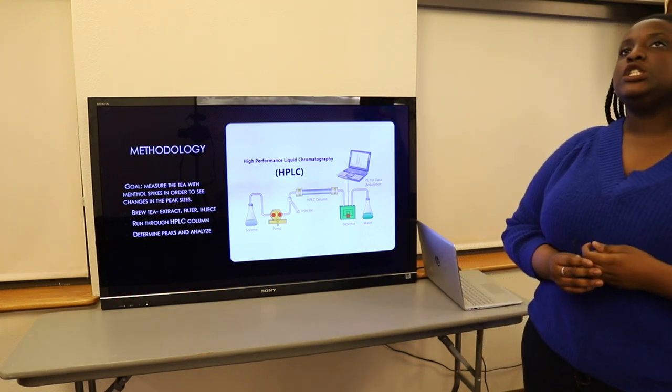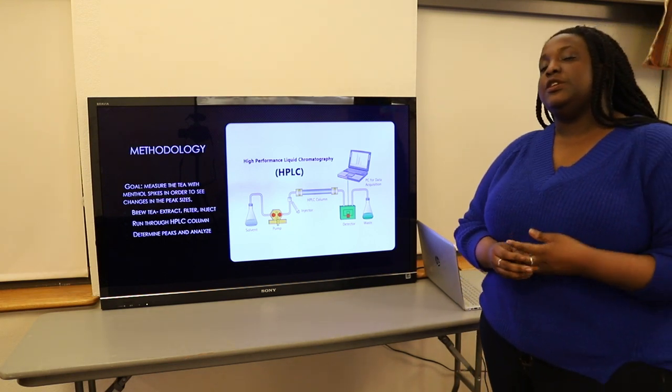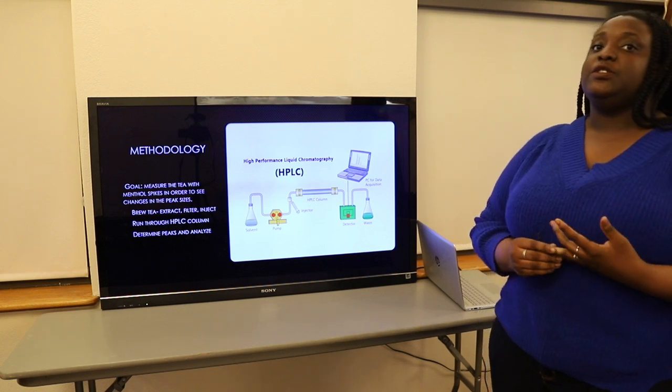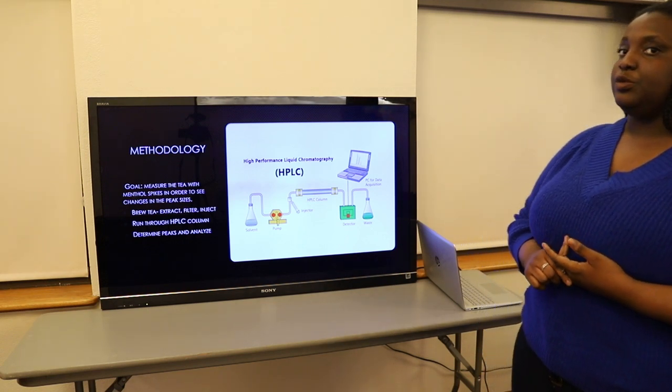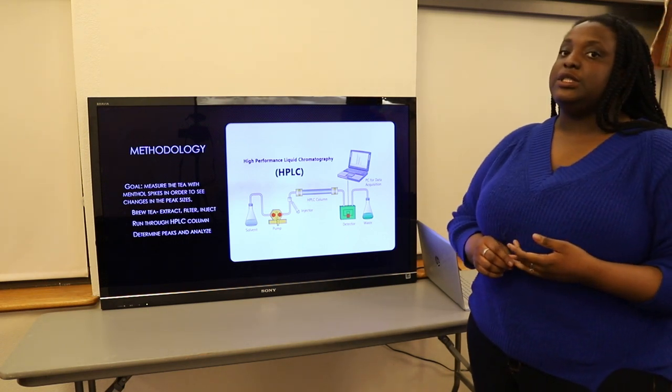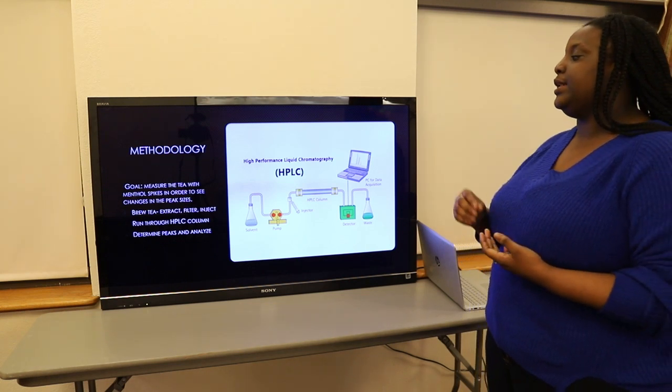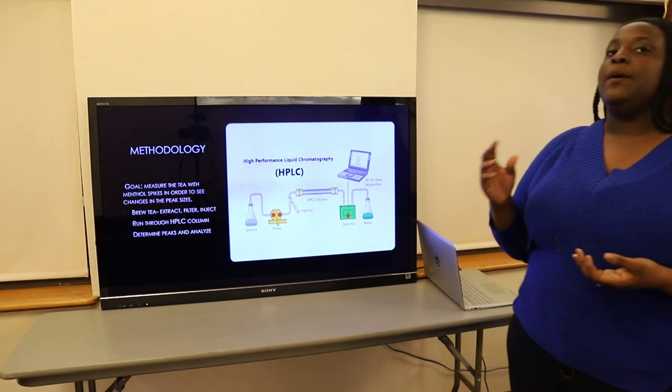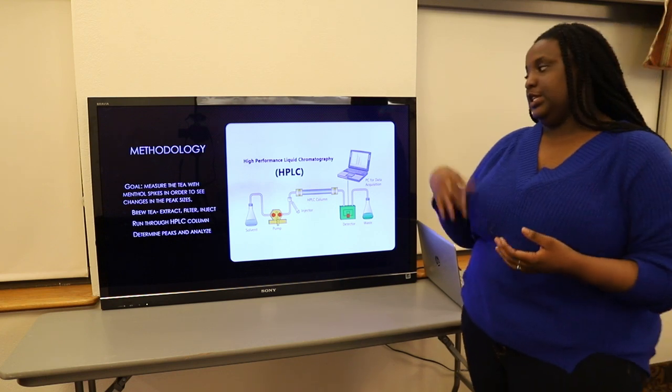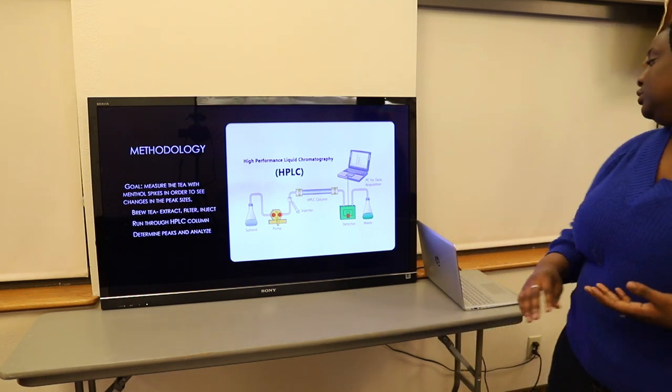So I brew 2 bags of tea for each run I do, 2 bags of tea in 125 milliliters of water, and then I allow the tea to steep for 5 minutes, and then I cool it before extracting and filtering and then injecting into the HPLC column.